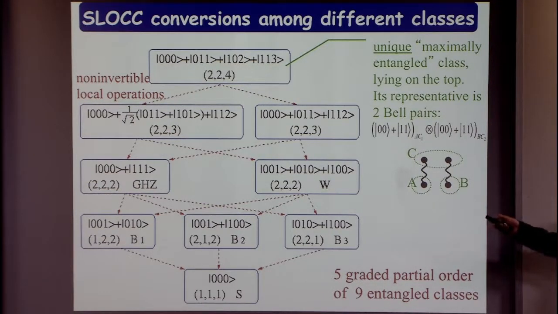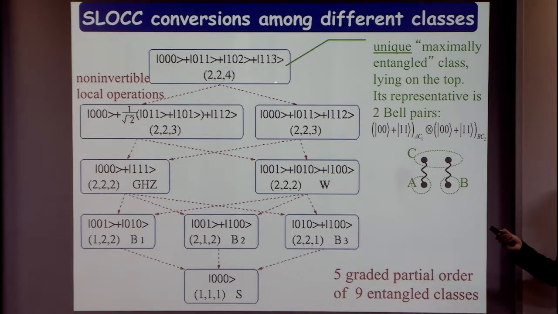diagram. And for the case of the 2 by 2 by 4, this is the whole picture. So we have a unique class. This is the generic orbit, and we can safely say this is maximally entangled because from this state you can go everywhere. But in general, we don't have the unique class in multipartite entanglement.